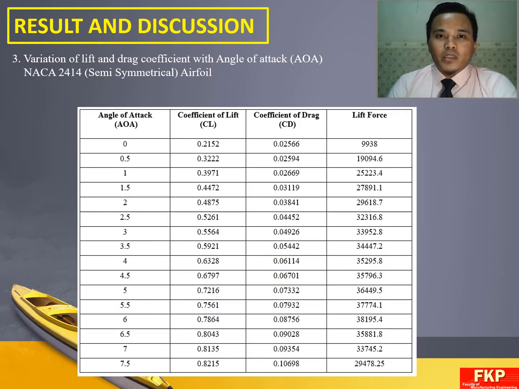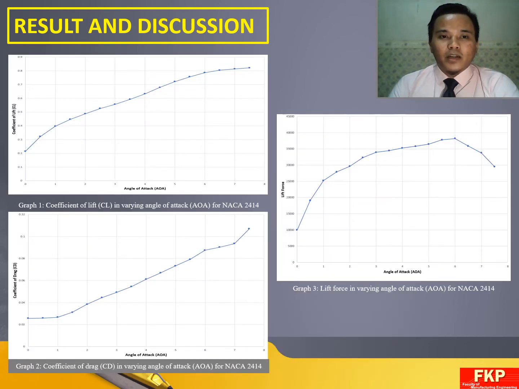Next, from the simulation of static pressure and velocity magnitude of NACA 2414, the data for coefficient of lift, coefficient of drag, and lift force of NACA 2414 were found for different angles of attack. Finally, the ratio of CL to CD was calculated. The table shows the data CL, CD, and LF with different AOA. Next, plotting the graphs. Graph 1 is about the coefficient of lift, graph 2 about the coefficient of drag, and graph 3 about the lift force of the airfoil NACA 2414.